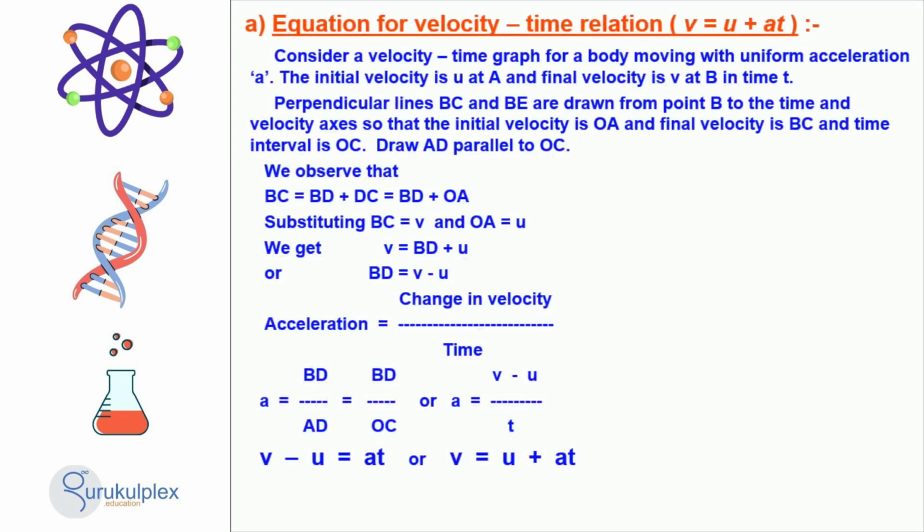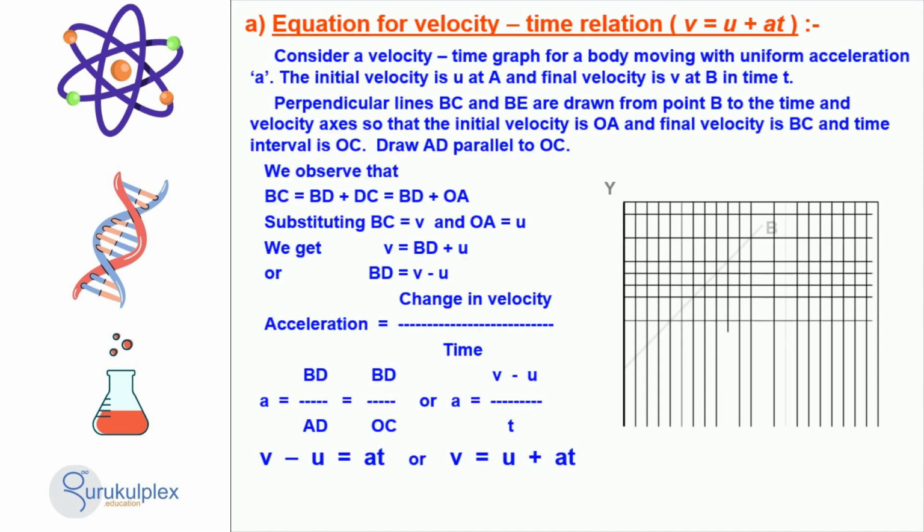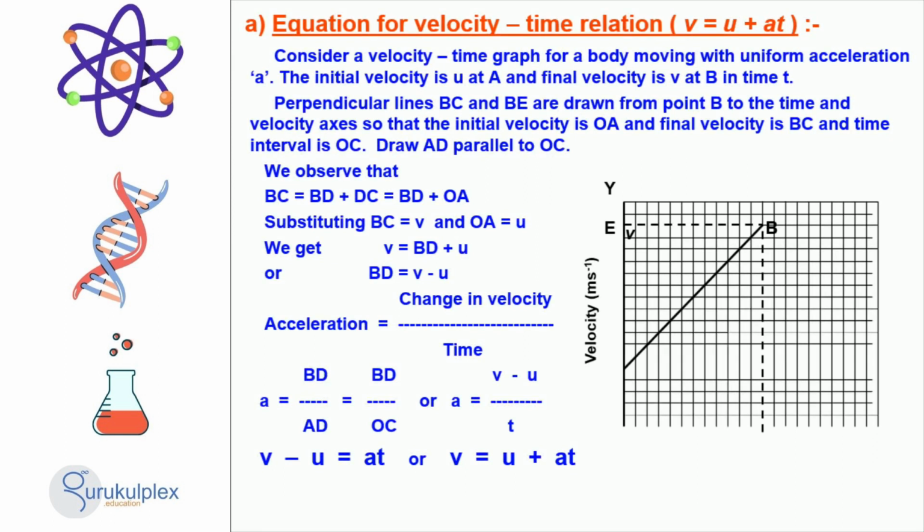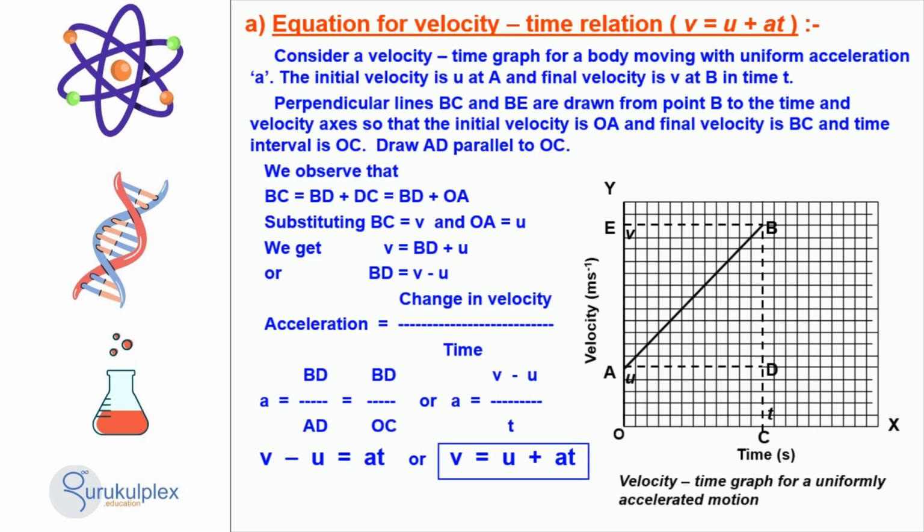The equation for the velocity-time relation states that the final velocity of an object will be equal to its initial velocity plus the product of its acceleration and time. This is illustrated in a velocity time graph for a body moving with uniform acceleration. Point A marks the initial velocity, indicated by u, and point B marks the final velocity, indicated by v. Point C marks the time interval indicated by t. Perpendicular lines BC and BE are drawn from point B to the time and velocity axes respectively. These lines represent initial velocity at O and the final velocity at BC.